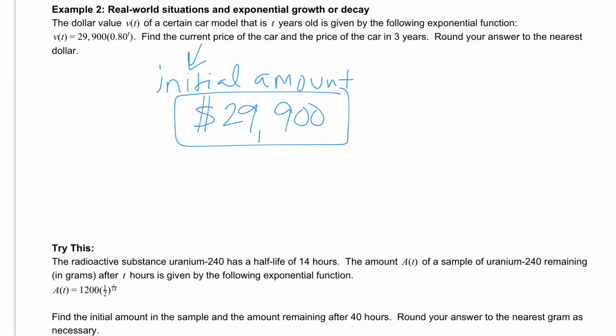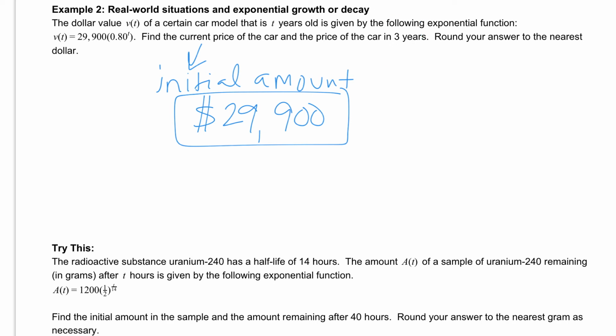Another way to find that out is if you know that t would be equal to 0. So the current price would be after 0 years, and if you plugged 0 in for t here, you get 0.8 to the 0, which is 1, and 1 times 29,900 is still 29,900. So there are two different ways of doing it, but quickly looking at your exponential functions, you should know that this first number here is the initial amount.